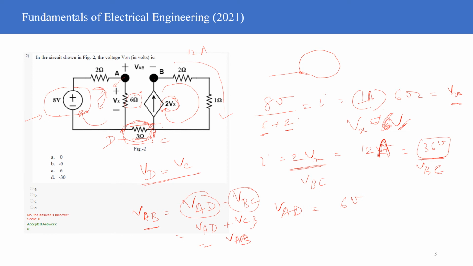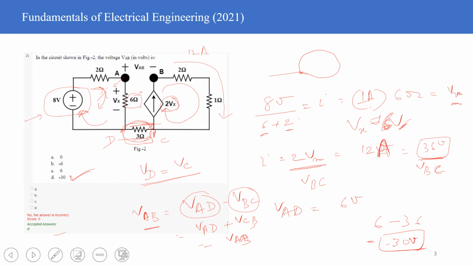Yes, I got it, sir. So what is VAD? That's 6 volt. What is VBC? That is 36 volt. So what's the difference between the two? That is equal to 30 volt with a negative sign. Right? So that gives you D as the correct answer. Did you get that, Hassan? Yes, I got it, sir.